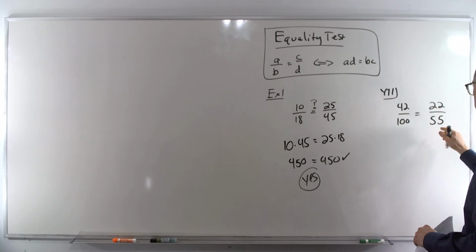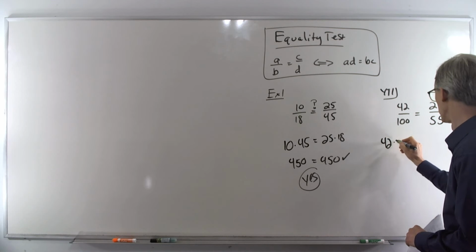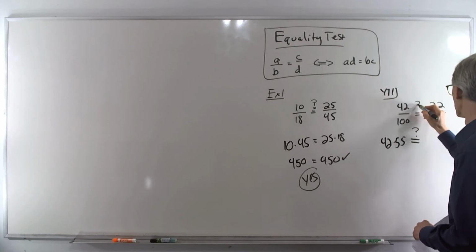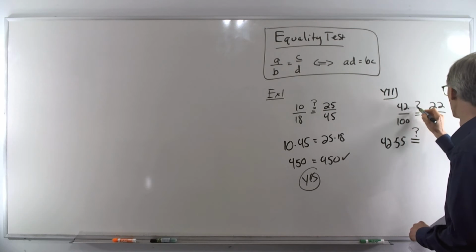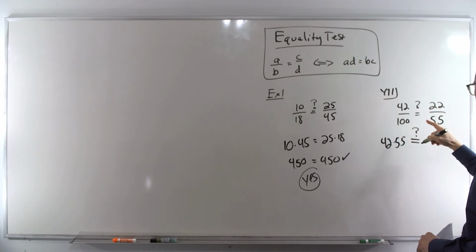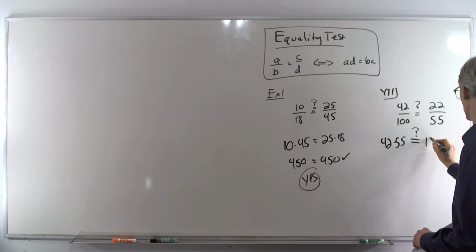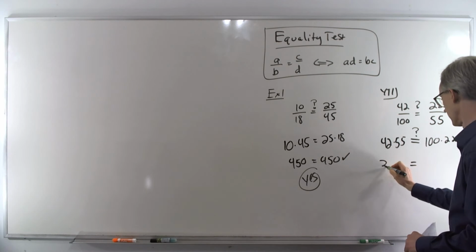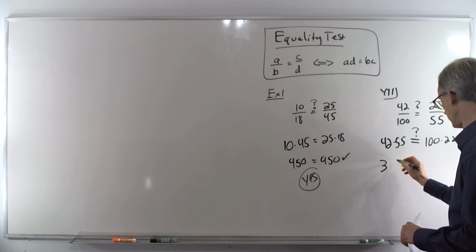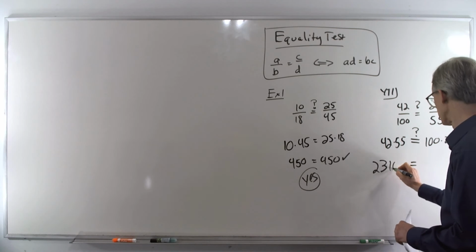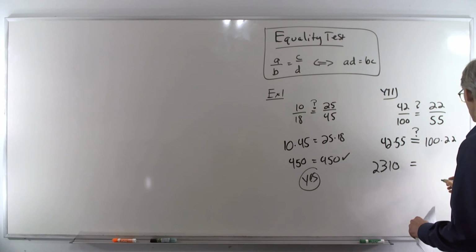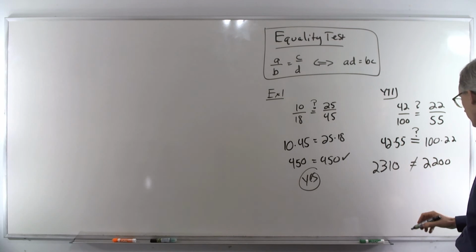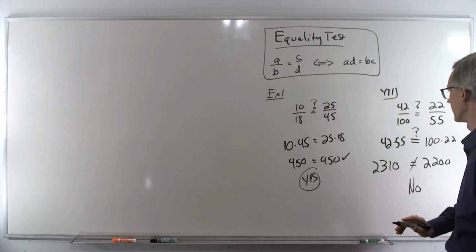We'll do 42 times 55. And we don't know, so question mark there. And on the other side, 100 times 22. And we get 2310 equals 2200. No, that is not equal. So that is not a proportion.